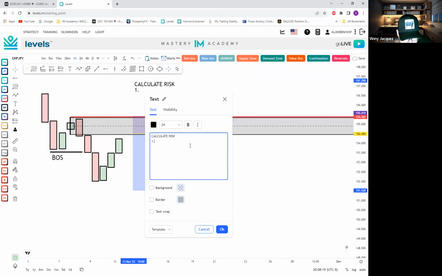is your account size, and please stay true. If you have a 50K account and you're up or down a couple hundred, don't stick with 50K. Put the exact numbers that are in your trading account. You also need your risk percentage.